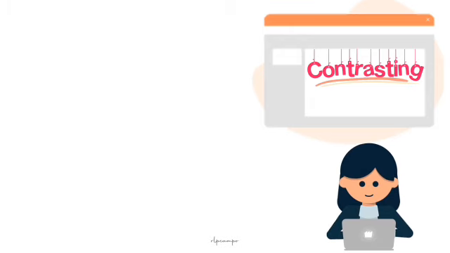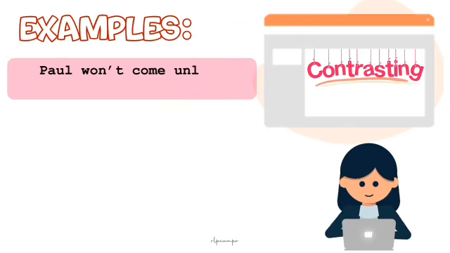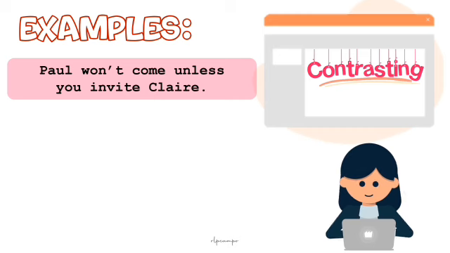The next category is contrasting. In contrasting, we take note or identify the differences of persons, things, situations, or events using contrasting cues like however, but, unless, although, yet, unlike, and instead of. Paul won't come unless you invite Claire. The contrasting ideas in this example are Paul won't come and inviting Claire will make Paul come.